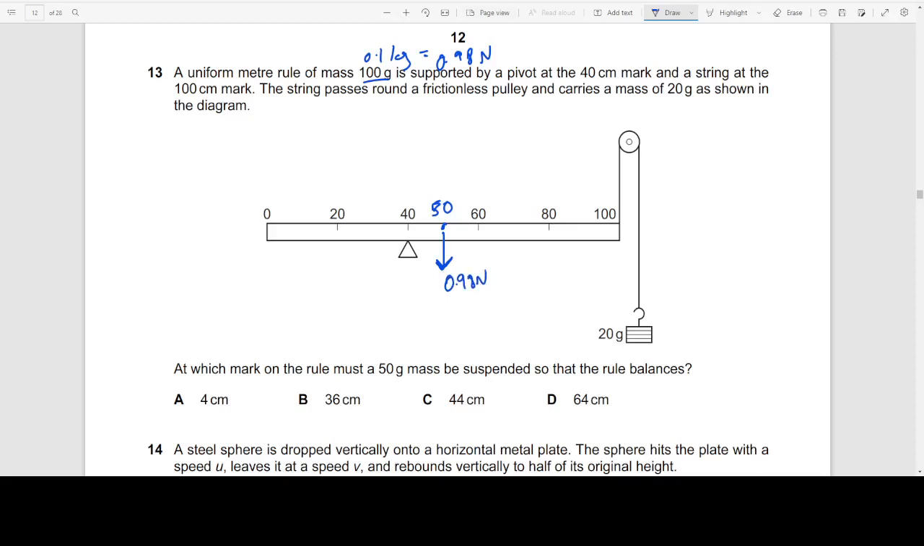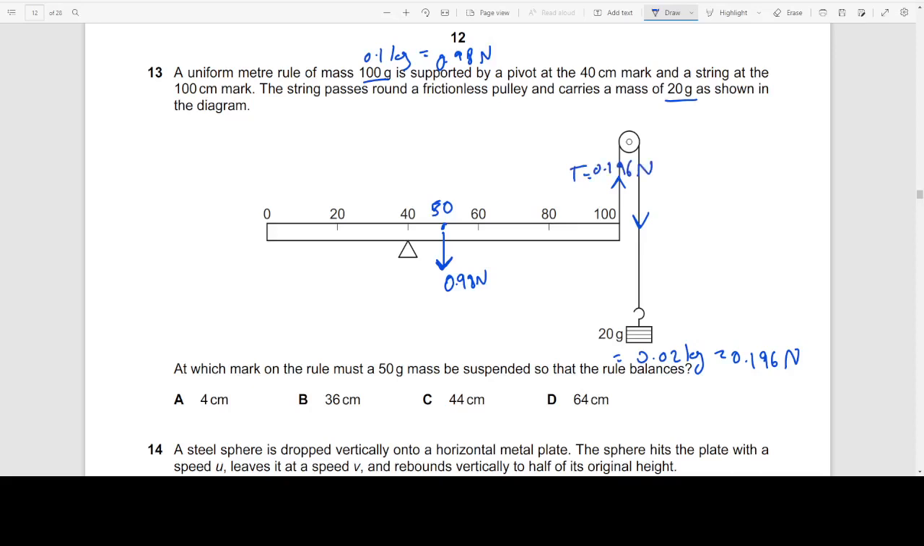The string passes around a frictionless spring and carries a mass of 20 grams, which is 0.02 kilograms, which is 0.196 newton. So 0.196 newton is this way, which means this force, 0.196 newton, is equal to the tension force in the string, which is 0.196 newton.